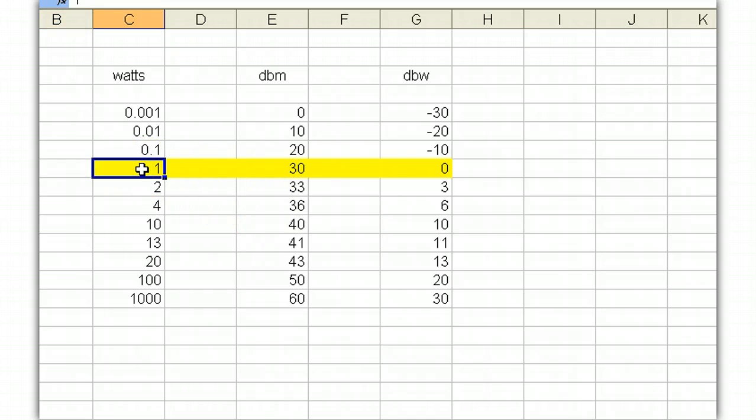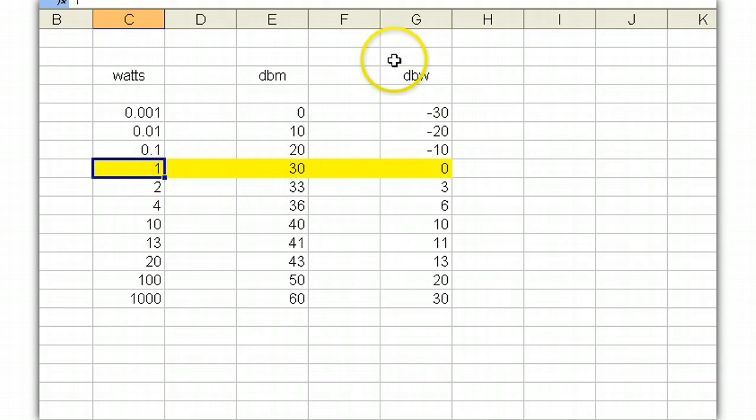Also, dBs can go down. So if you're sitting out here at 1 watt and you have some attenuation by a factor of 10 and you end up with 100 milliwatts, it drops off by a factor of 10.